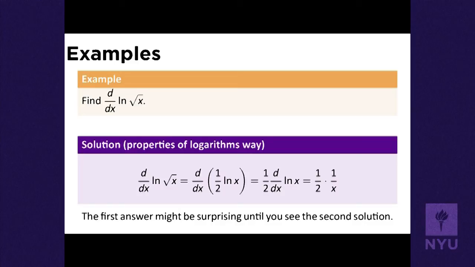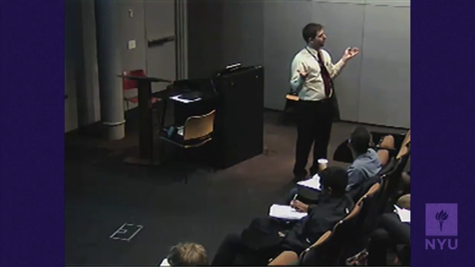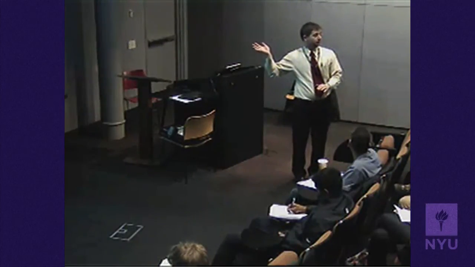So again, if you do it the chain rule way, you'll get an answer which is kind of surprising, because this looks like a complicated function, this looks like a simple function. But if you use the property of logarithms way, you get the same answer, but it's not as surprising. Make sense? Other questions about these?